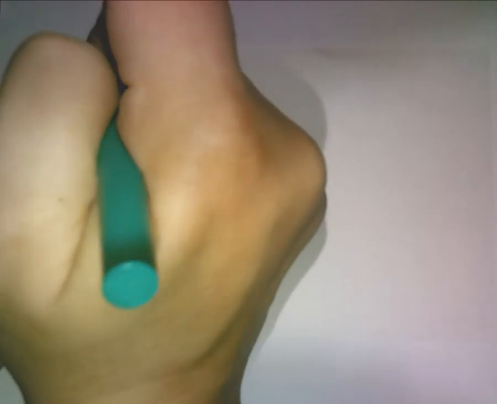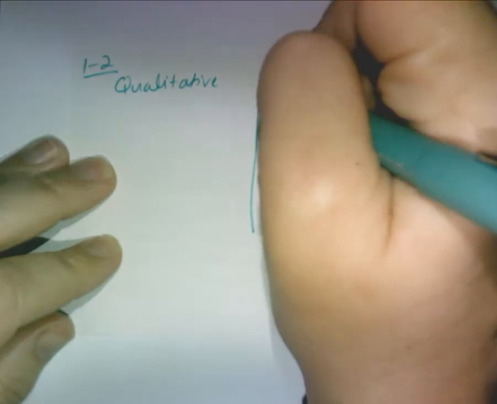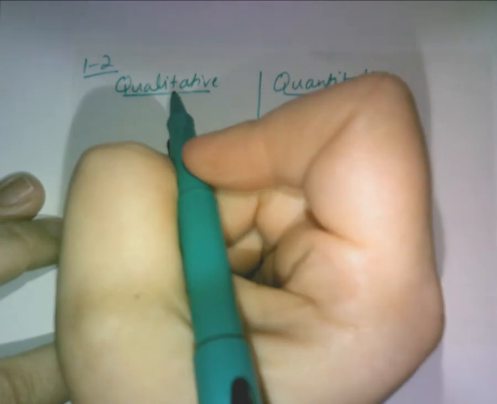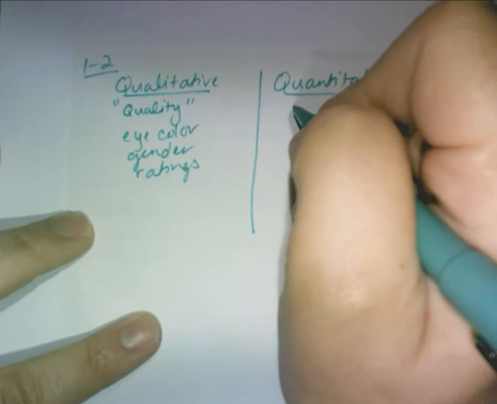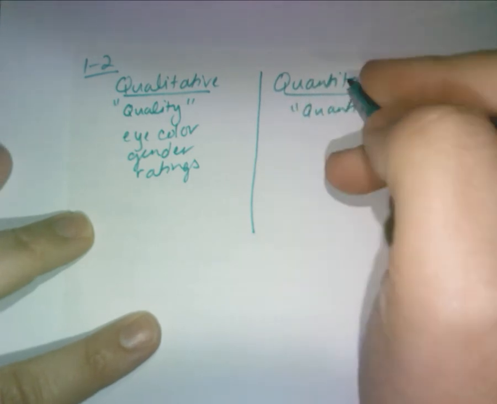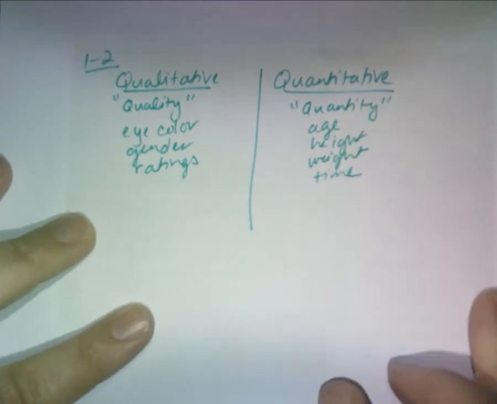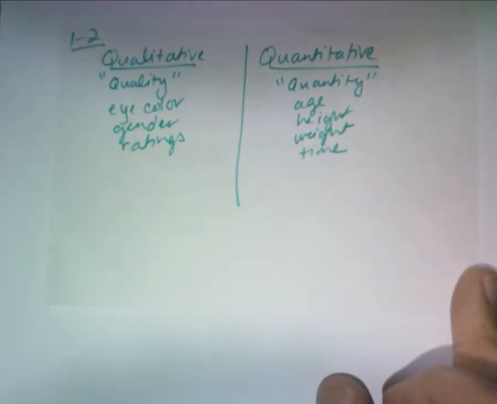Now we're on section 1.2. Let me change colors just for the fun of it. Okay, so the sum of today's lesson was we learned about qualitative and quantitative. Let me make sure I spell these right. Qualitative, quantitative. Okay? Qualitative is quality. Think of the word quality, like eye color, like gender, like ratings, a quality. Whereas quantitative is a quantity. Your age, your height, your weight, time. Something that can be counted, a quantity.